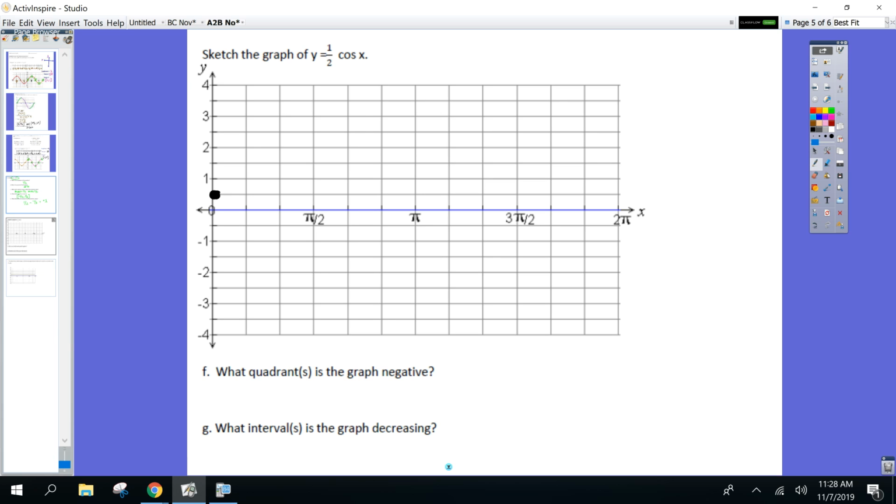Okay, then it goes to what? 0. Then it goes to minimum. What's the minimum value here? Look at this. Okay, then it goes back to 0 and ends at its max. Look at that.